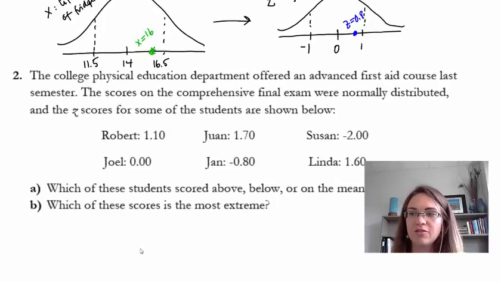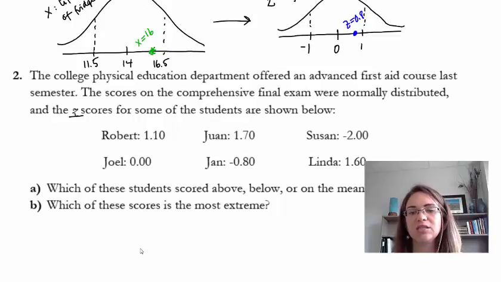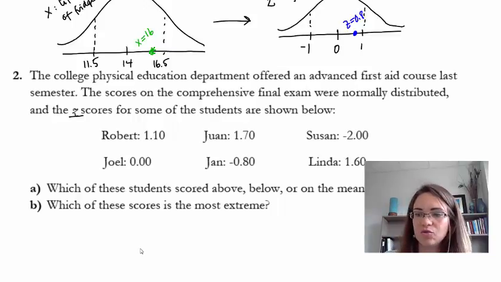PE department offered a first aid course. The scores on the final were normally distributed, and they give us the z-scores of the distribution. So Robert didn't score 1.1 on his test. He has a z-score of 1.1. To determine which students score above the mean, those students will have positive z values.